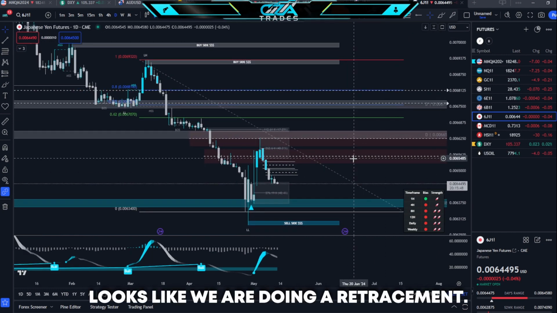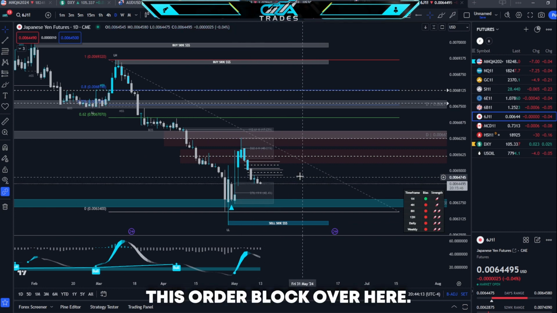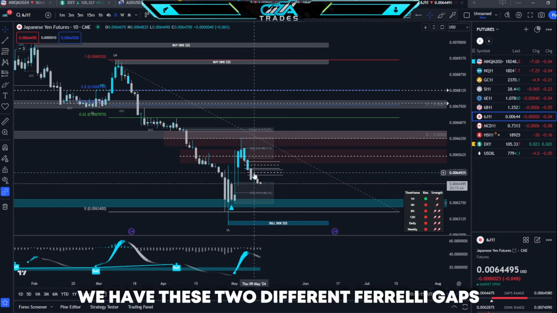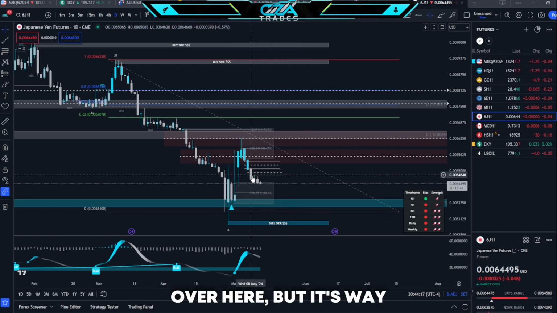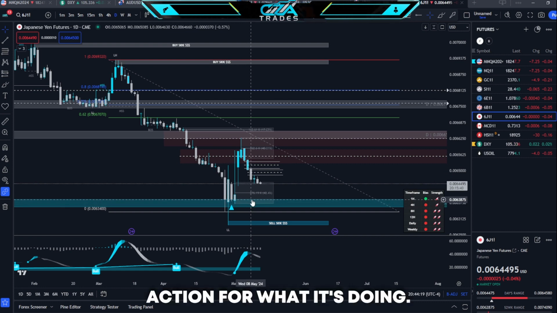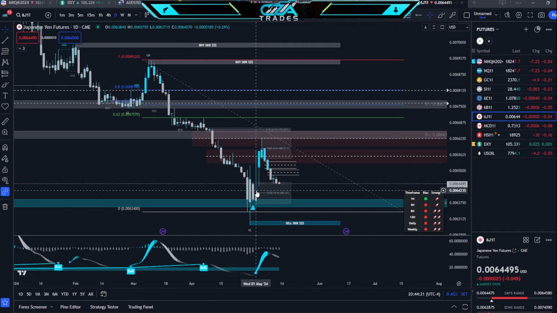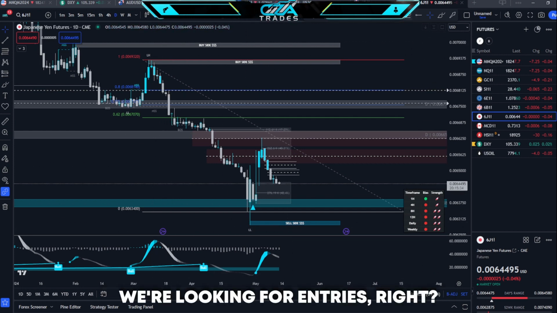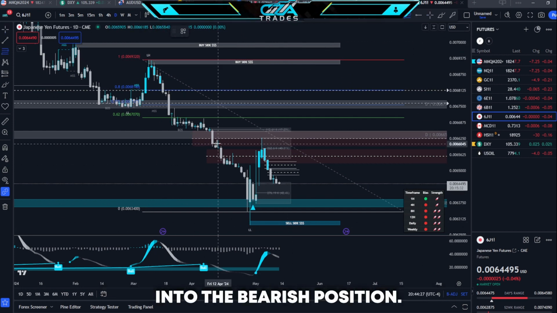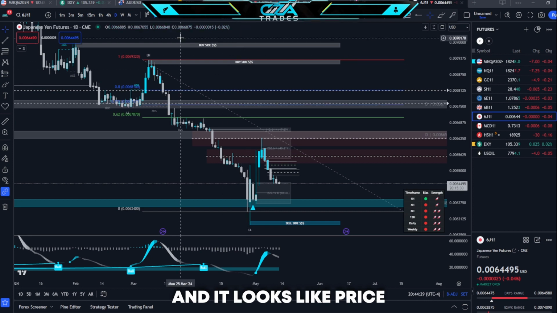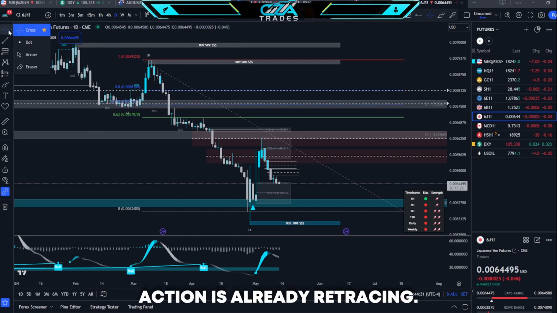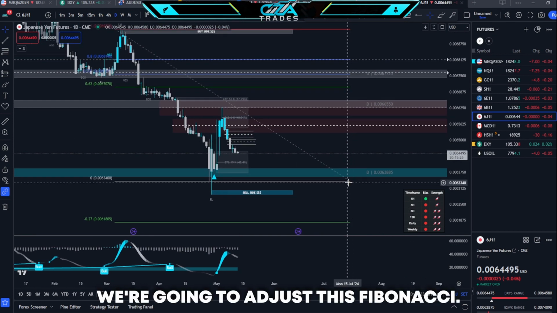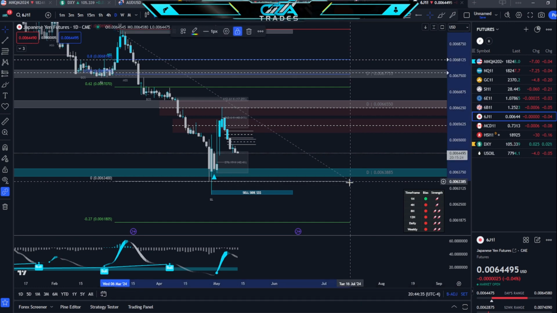All right, looks like we are doing a retracement. We're sitting right above this order block over here. We have these 2 different fair value gaps over here, but it's way too close to the price action for what it's doing. This is the real move down here, right? Bearish move. We're looking for entries, right, into the bearish position. And it looks like price action is already retracing. We're going to adjust this Fibonacci.